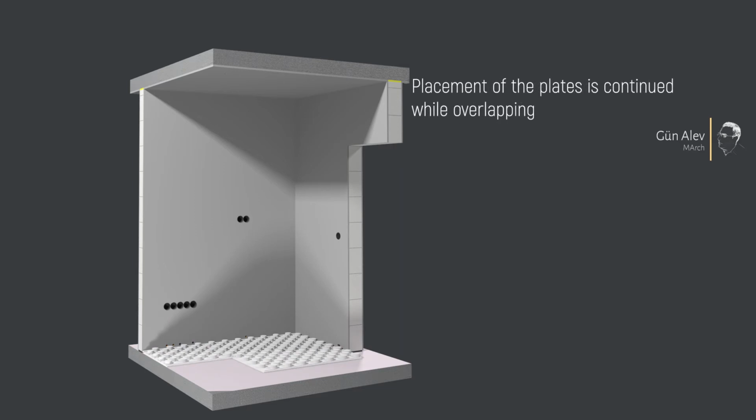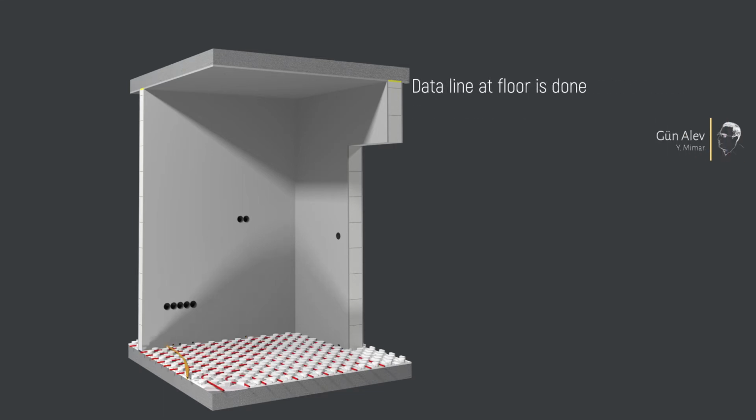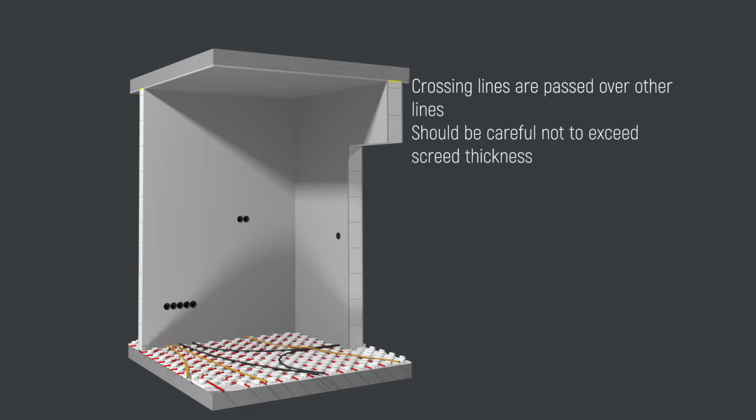Placement of the plates is continued. Placement of the boards is completed. Heat piping is made. Data line at floor. Other lines at floor. Crossing lines are passed over others.